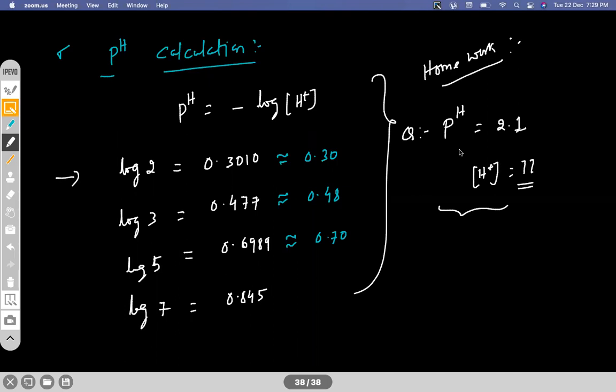I will share one DPP with you on this. That is acid base, right?